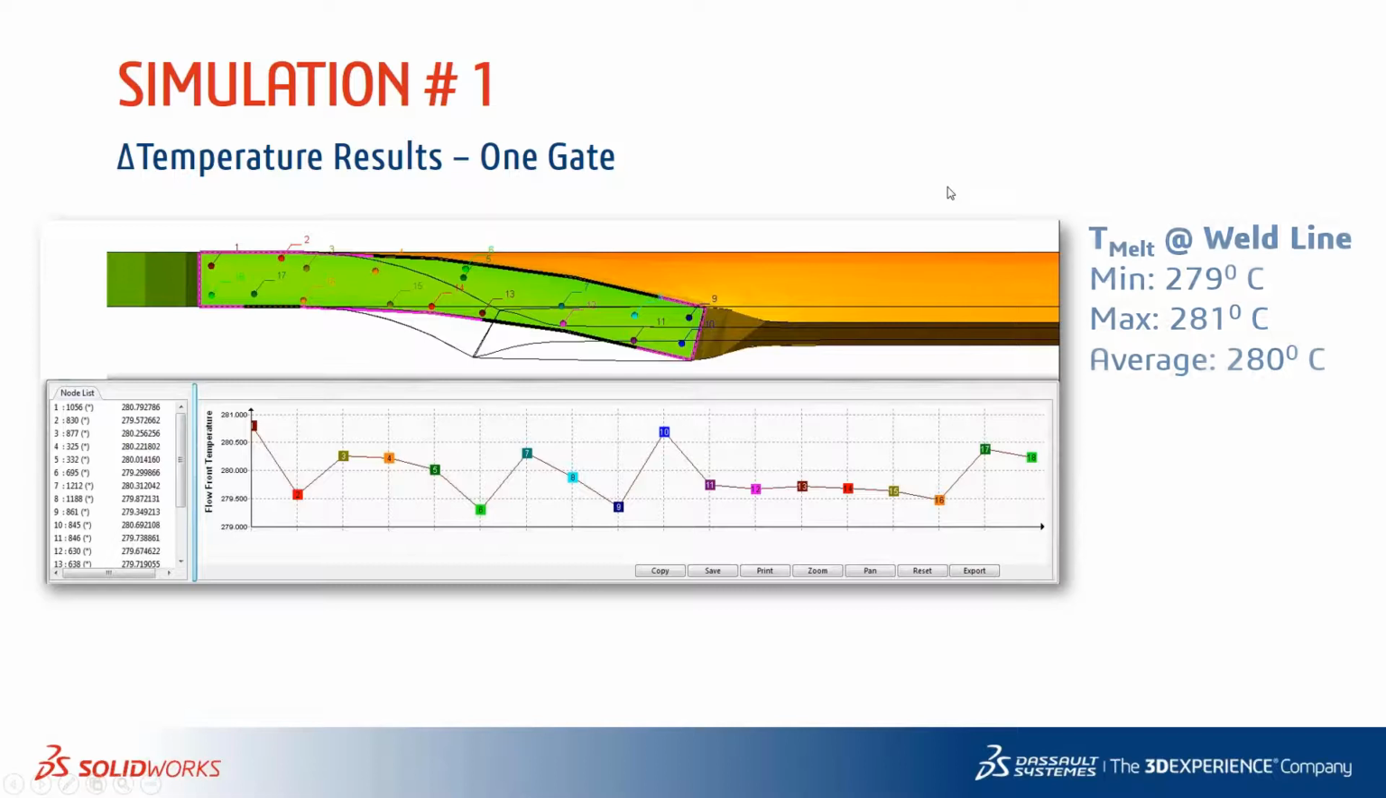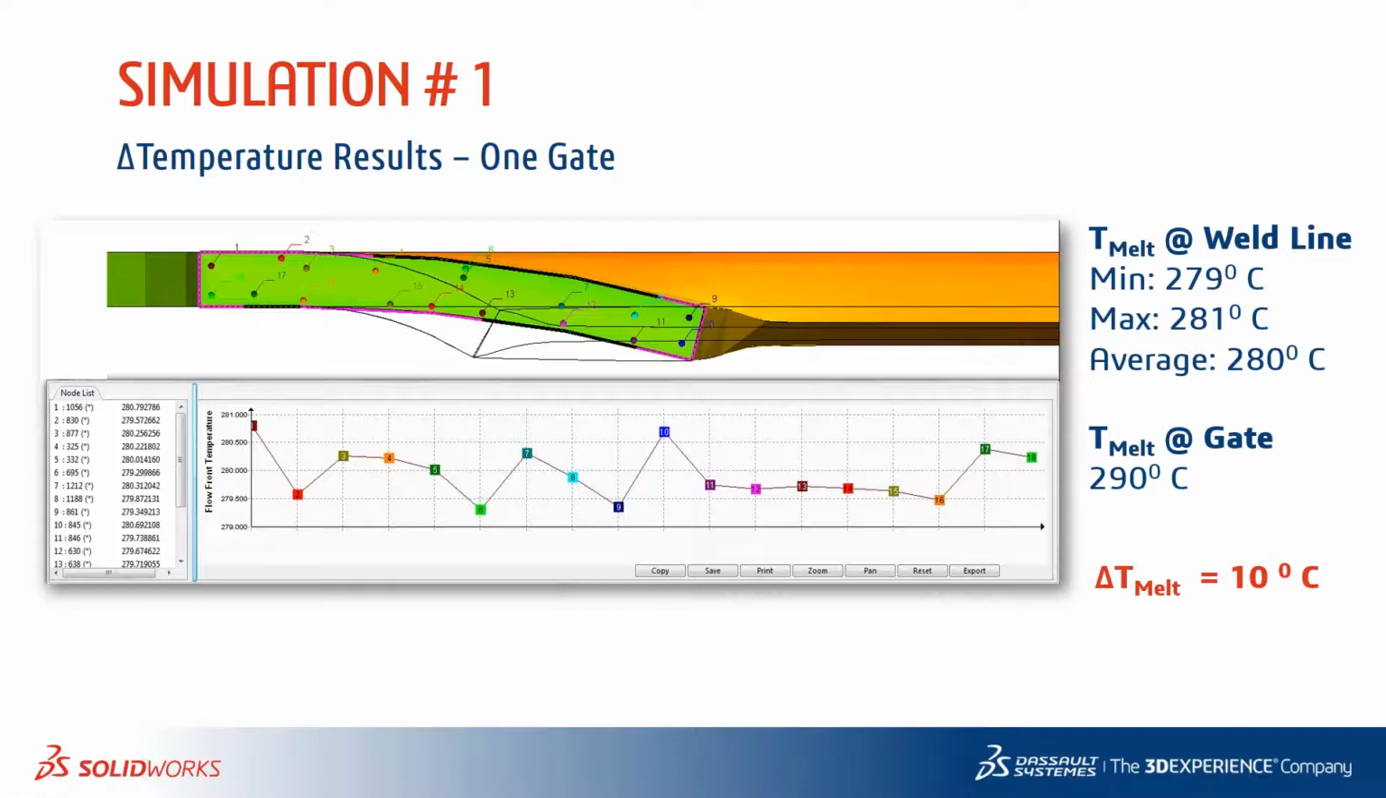To summarize, if you look at the range of the temperatures, it averages about 280 degrees Celsius around the weld line. And when we also probe the melt temperature at the gate, keeping note of that, it's about 290 degrees Celsius. So that gives us a temperature differential of about 10 degrees Celsius.